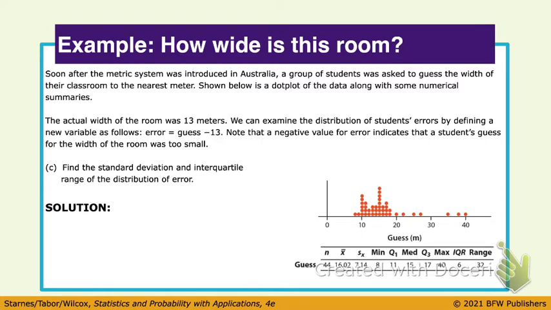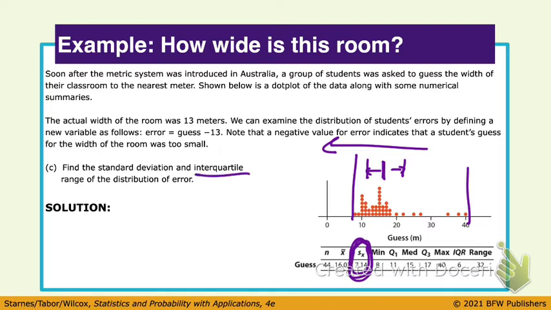Find the standard deviation and the interquartile range of the distribution of error. So my current standard deviation is 7.4. That tells me my average distance from my mean. If I take this entire distribution and just shift it down 13, this average distance doesn't change. I'm just taking this whole distribution and just moving it down. So my standard deviation would not change. I would still have the same average distance from the middle of the distribution.